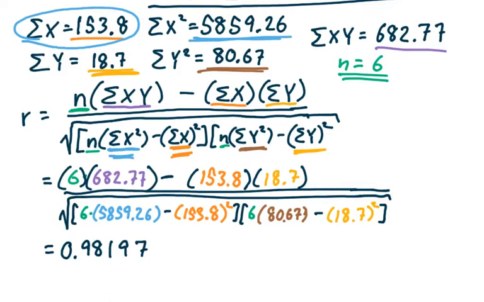0.98197, and the rule that we are going to be using for the PPMC in terms of rounding, how should we round this? Well, we're going to round this to 3 decimal places. 3 digits past the decimal point. So that would be to the nearest thousandth. So that would round to 0.982.